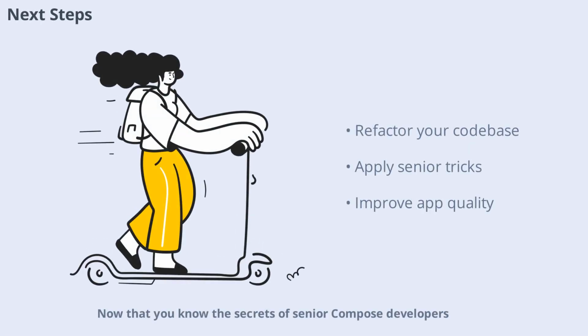Now that you know the secrets of senior Compose developers, it's time to put them into practice. Start by refactoring your codebase, applying these tricks one by one. With each improvement, you'll notice your app becoming more robust, maintainable, and performant.